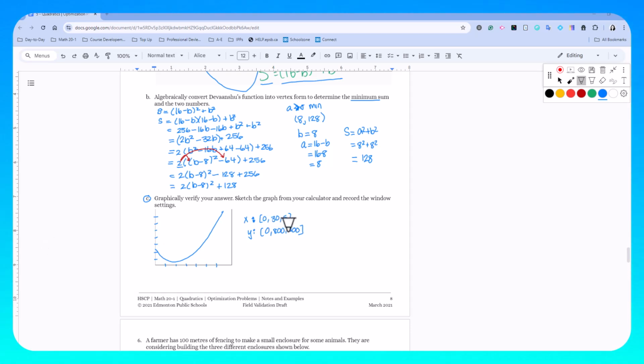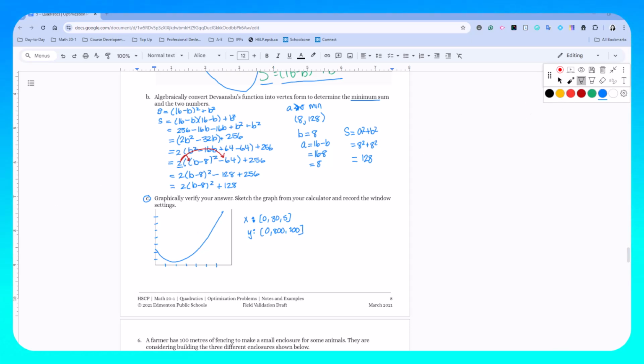I've set in a window setting that worked. Again, if you have something different, I had it quite high. We could have probably cut it off right here somewhere, and that would have been okay too. So as long as we can see this minimum piece, your window settings will be all good.